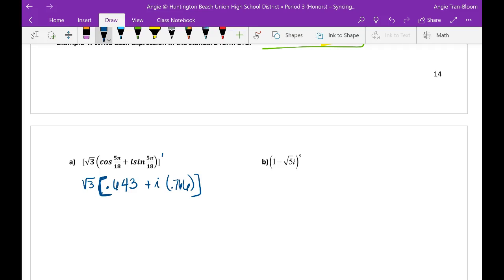So here we go, this is times radical 3. Since I already have this on my calculator, I will just write this first, 1.327i. So that's that one. I'm going to take my calculator to multiply. So let's see, rad 3 times cosine of 5 pi divided by 18.